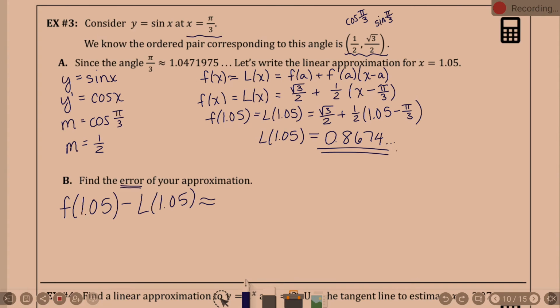Okay. Sorry, it's the error of the approximation. So, of course, yes, we have to plug the same number in both places. So we're plugging the 1.05 into the original minus the approximation we got. So when we say 1.05 into the original, you're doing sine of 1.05 minus that lovely decimal we got earlier.